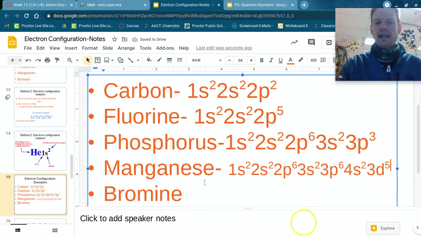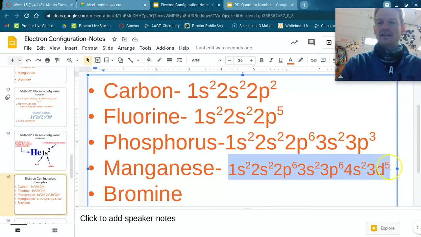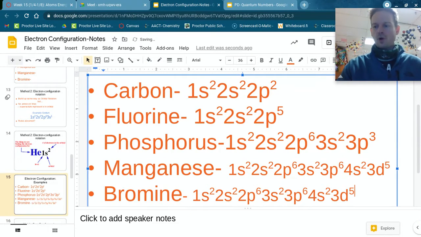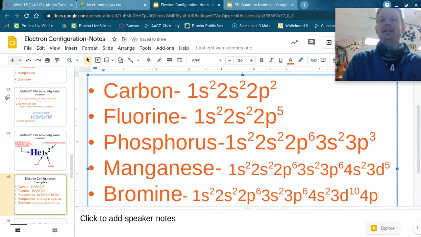All right. And finally, bromine. Let's take this guy, and let's come down here. We'll paste it in there. Bromine is really big, so it's going to go all the way through the D's. D's can hold up to 10 electrons. Next, I come back to my 4p. Remember that. So after 3d comes 4p. And again, the periodic table shows you this.